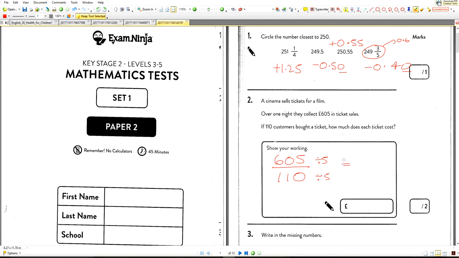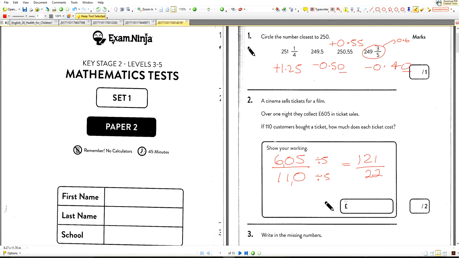So 605 divided by 5 is 121: 5 into 6 is 1, remainder 1, and that will be 12, and 5 into 5 is 1. Okay, that's the top part. 110 divided by 5: 5 into 11 is going to give you 2, remainder 1, and that will give you 22. So we now have 121 divided by 22. So that is our calculation that we have so far.